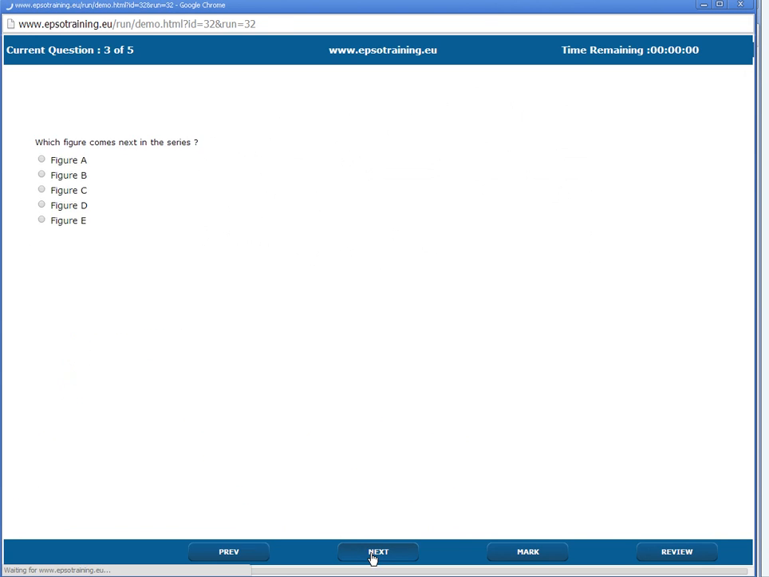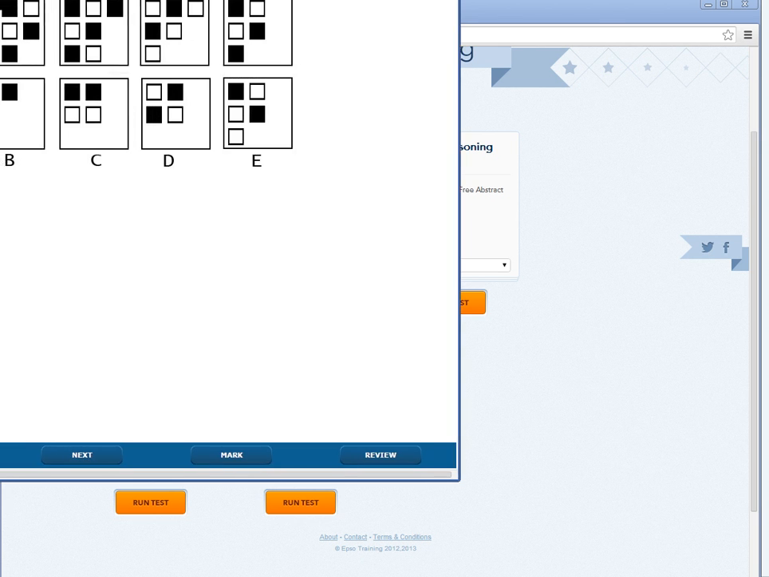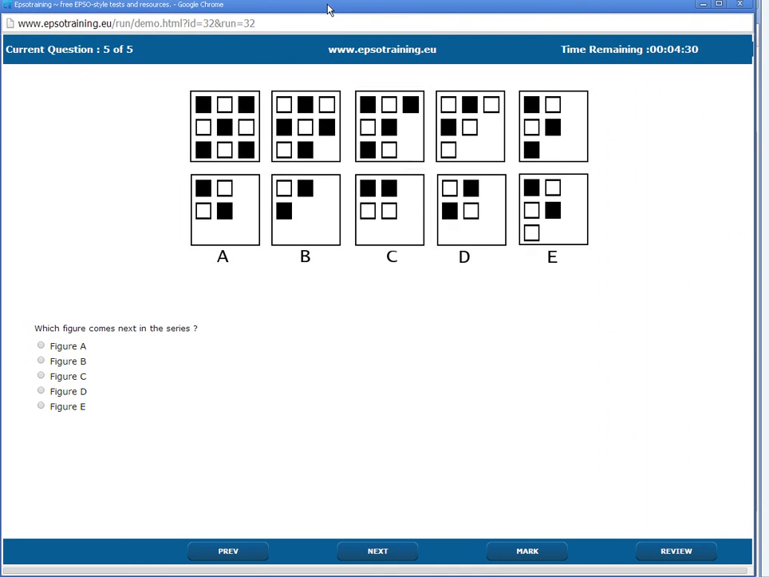Let's look at another example. In this figure, we can immediately notice that the number of squares decreases by 1, so we would be searching for a figure with 4 squares. This already rules out answers B and E. However, this leaves us with 3 possible answers, so we would need to look for additional clues.